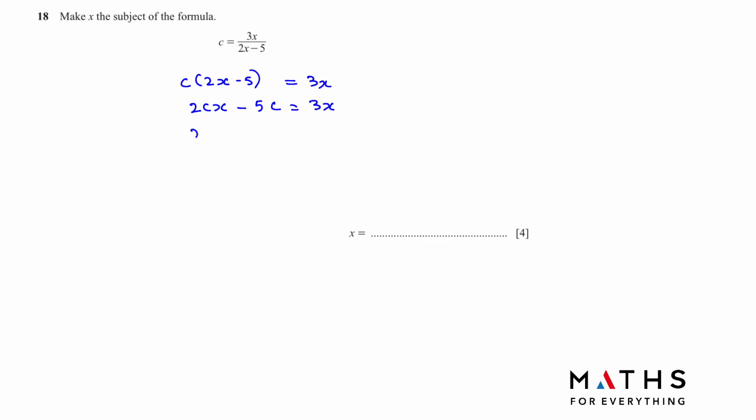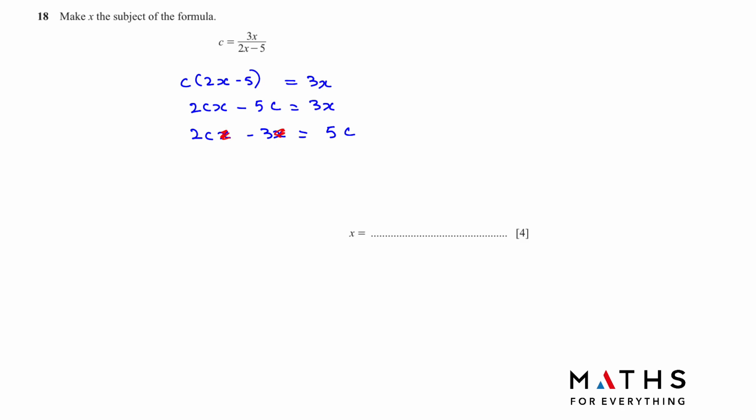Bring the x's on one side and shift the negative 5c to the other side. Remember to change the sign. The negative will become positive and positive negative. Now you want to make x the subject.